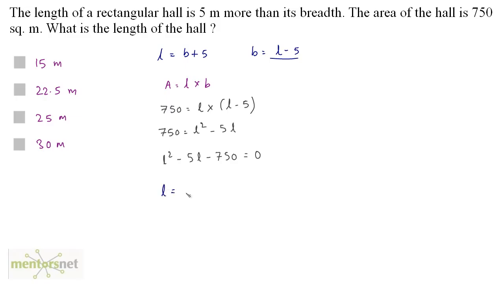If you solve this, you'll get two values of L. One value will be 30 and the other value will be minus 25. So you can ignore the negative value because length cannot be negative. So the value of this length, that's the length of the hall, will be 30 meters. Okay, so option D is the correct answer. I hope you know how to solve quadratic equations. If not, check out the chapter on quadratic equations.